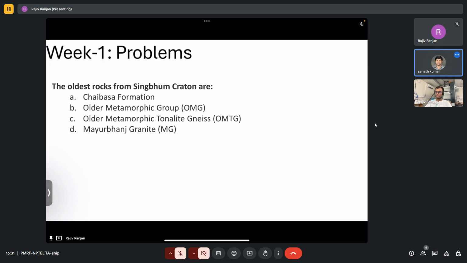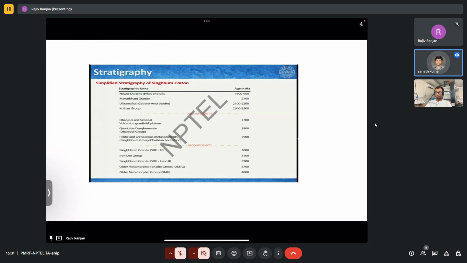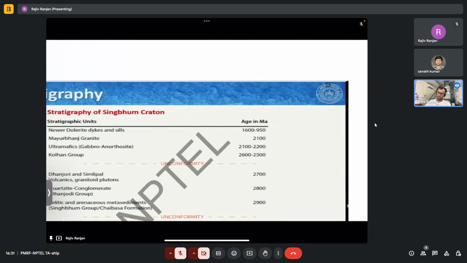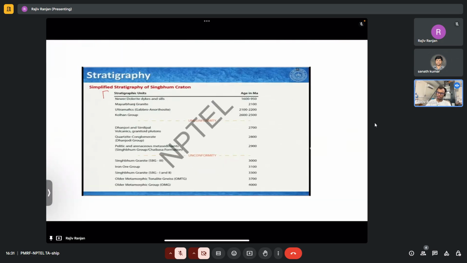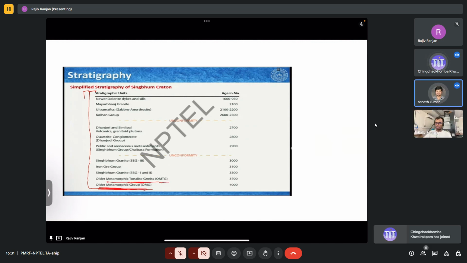You have seen this stratigraphy, right? No, actually, I have not gone through the syllabus. Okay. So in the lecture, you will see this is the stratigraphy of Singhbhum Craton, a very simplified stratigraphy. Here, if you see, the oldest one is the older metamorphic group. Then comes the older metamorphic tonalite gneiss, OMTG, and then come other groups.